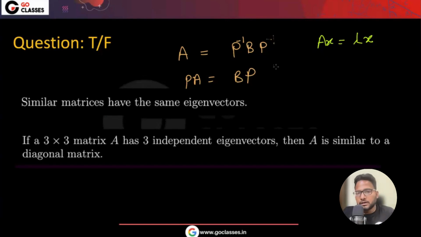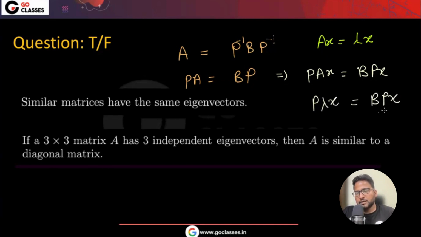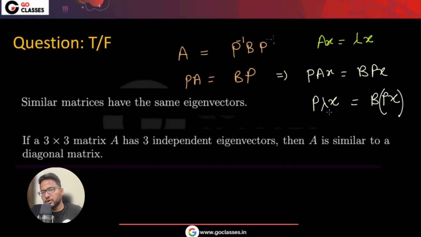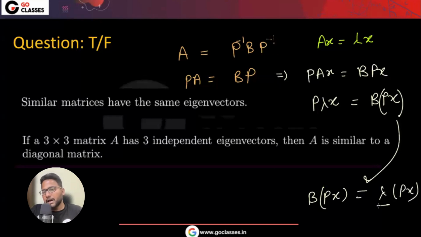Okay. Then if you multiply by X on both sides, it will be PAX equal to BPX. AX is lambda into X, so it will be P lambda X equal to BPX. So B into some vector equals lambda into the same vector. So lambda is the eigenvalue, that is fine, but PX seems to be the eigenvector, not X. Are you getting what I'm trying to say?